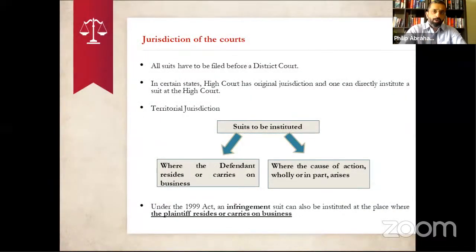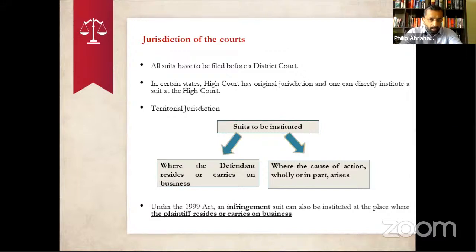Jurisdiction of the court. All suits have to be filed before a district court. In certain states, High courts have original jurisdiction, and one can directly institute a suit in the High Court. So, traditionally, under the Code of Civil Procedure, a suit must be instituted where the defendant resides or carries on business, or where the cause of action wholly or in part arises.